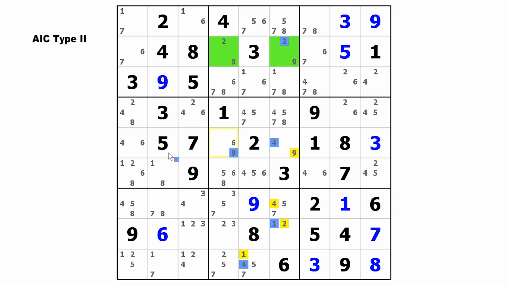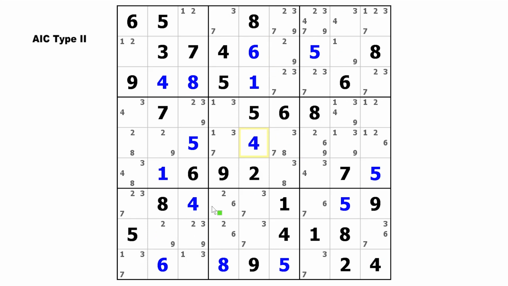Now, don't write me letters if I forget to say surrogate weak link. Just know that we can use a strong link as a weak link anytime when making chains. And then we're going to finish up with a strong link up to this 9. So that means this 9 is false and this 2 is false. And that means the yellow 9 and the blue 2 are the solutions to those two cells. All right, let's go to the next one.